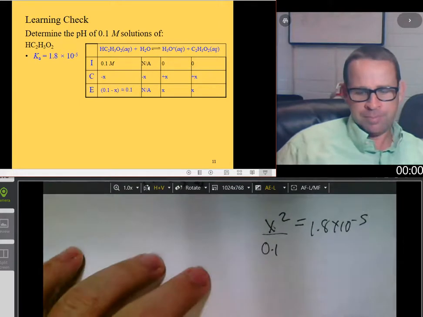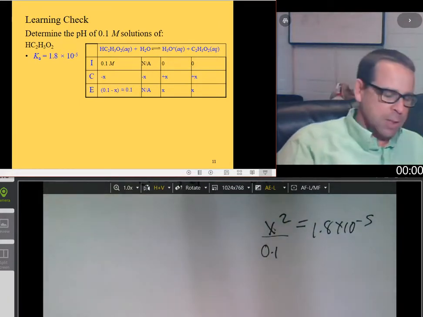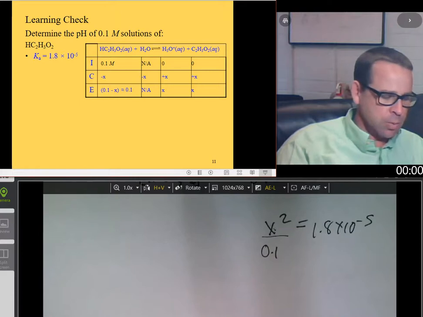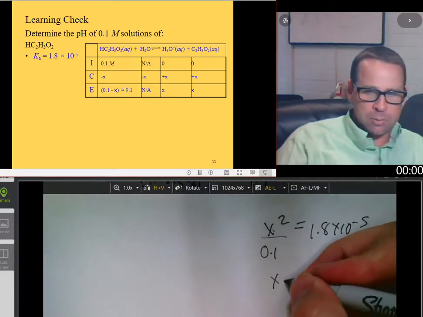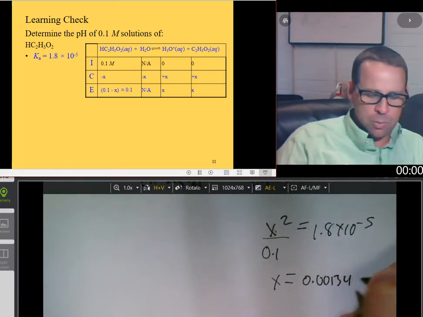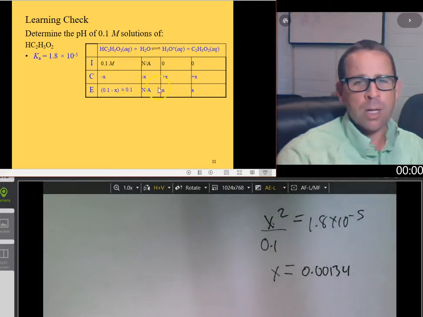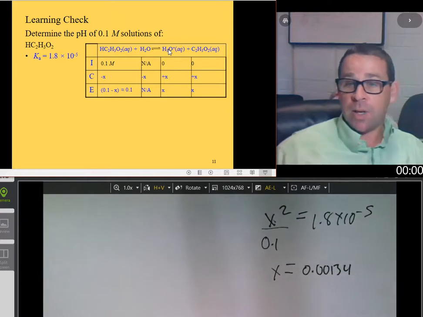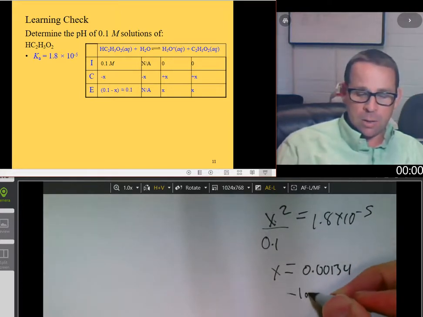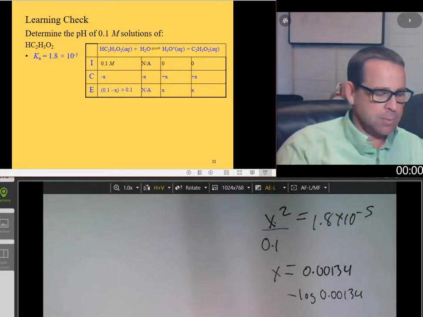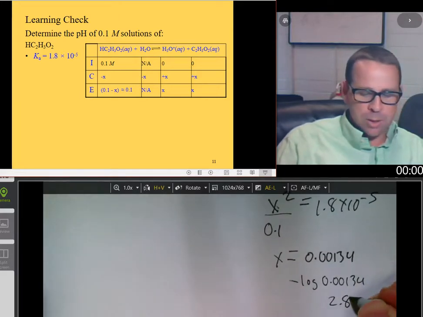If I solve for x this way, I can put that into my calculator, 1.8 times 10 to the minus 5 times 0.1, and then I can take the square root of it, and I'll get a value of 0.00134. Now, what is that? That's my x, that's my shift, right? That is also the final concentration of the hydrogen ion. If that's the final concentration of the hydrogen ion, if I take the negative log of that value, that should be then my pH. So I'm getting a pH of 2.87.